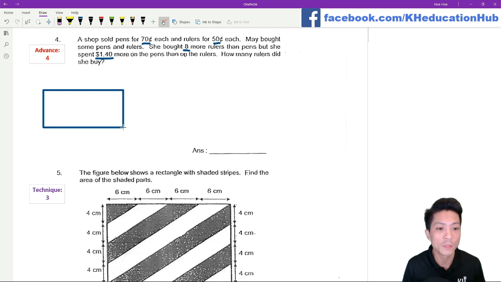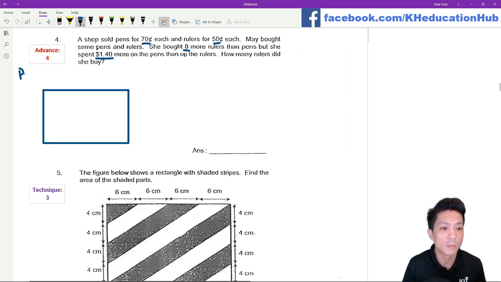The pen will be here. The pen is 70 cents, so maybe I should draw it a bit taller. Okay, the blue box will be for the pen. Treat this as the number of pens, and the height would be, the pen is 70 cents each. Here to here is 70 cents.